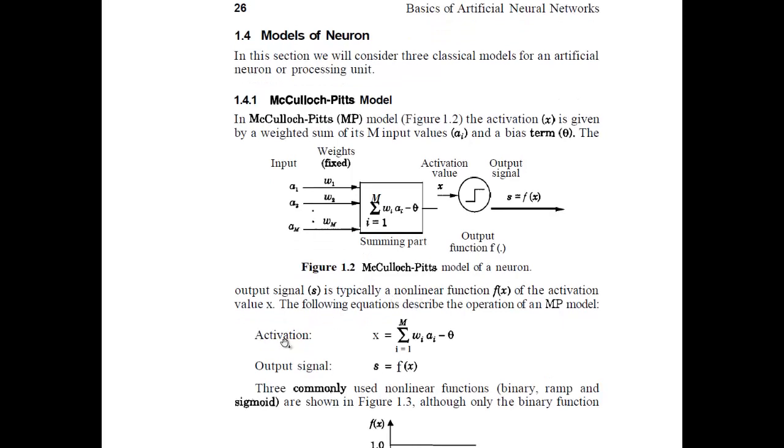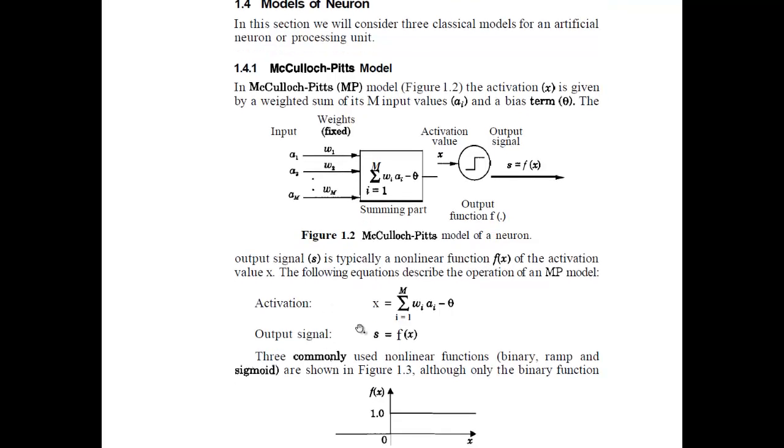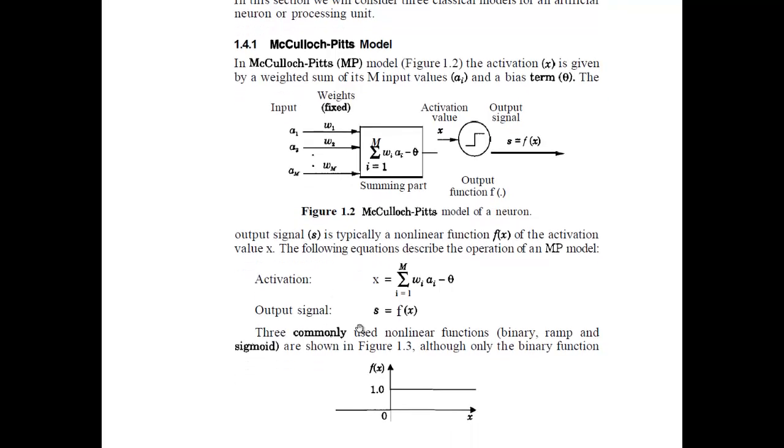Now in the McCulloch-Pitts model, the output signal S, here we denote the output signal with S, is a typical non-linear function f of x, that is of the activation value x. Now the two equations describe the operation of the McCulloch-Pitts model, abbreviated as MP model: the first one is the activation and the second one is the output signal. So here the activation value x is given by the summation from i equals 1 to m of the weights multiplied by the inputs, minus theta, that is the summing part, and the other one is the output signal which we will be getting.